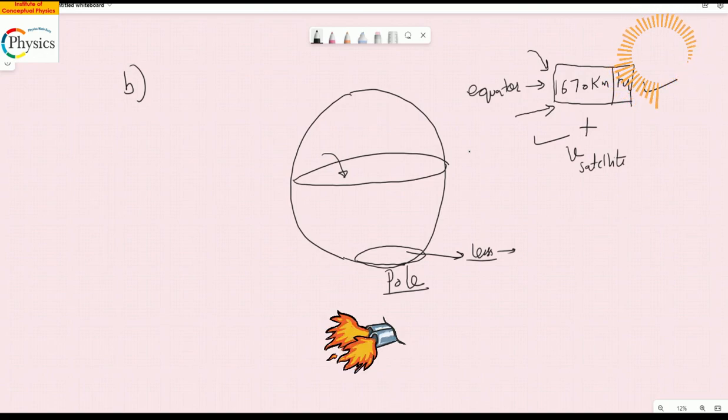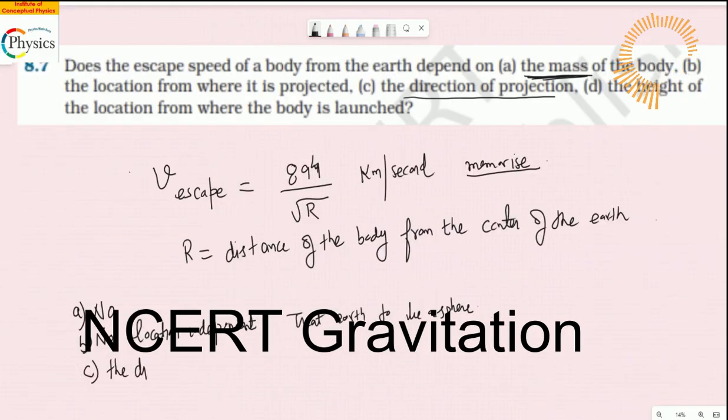So we can say that the location is important. It is a bit complicated, but it is beyond our course. This topic is called orbital mechanics. It is not in our course, but we still should be able to understand that Earth is rotating and the rotation near the equator is very fast. That rotation gets added to the initial velocity of the satellite or the body to be launched. The direction: if you see this formula, there is no mention of direction in this. So the answer to this is no.